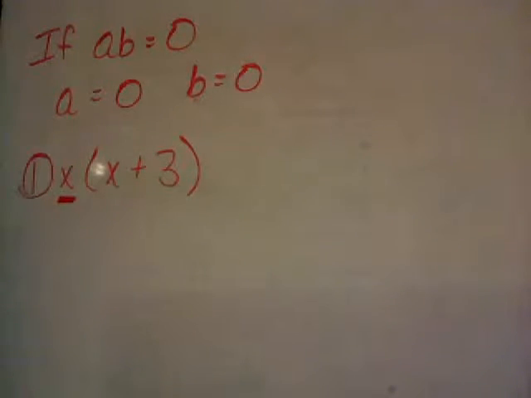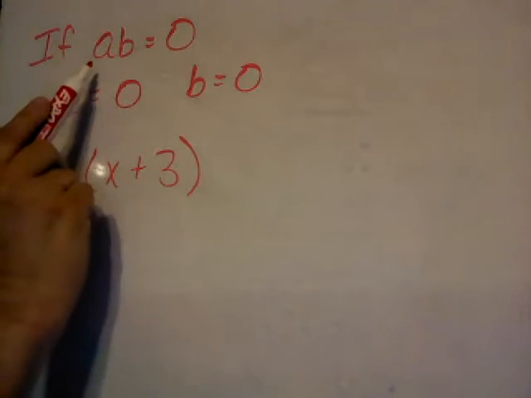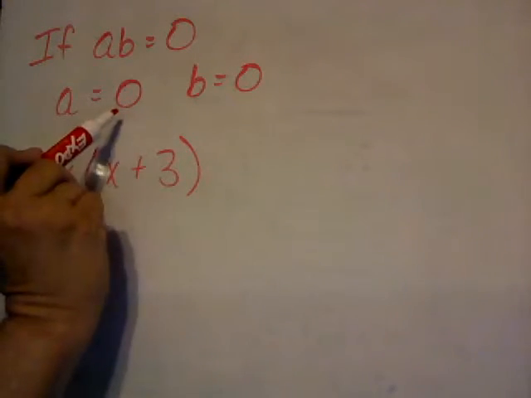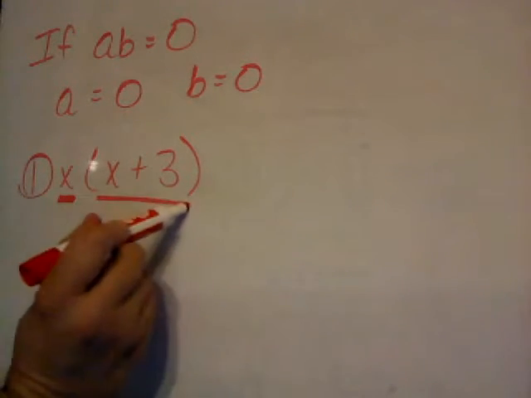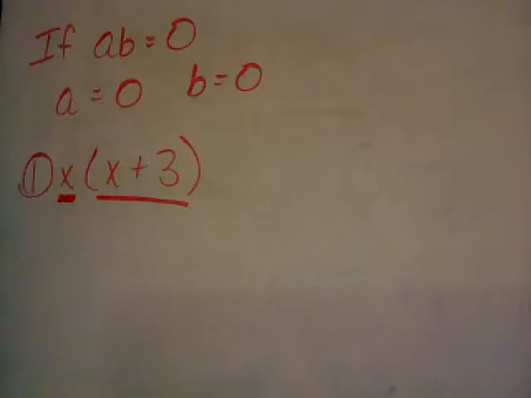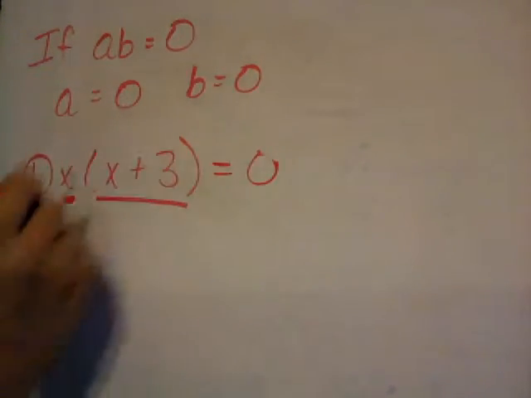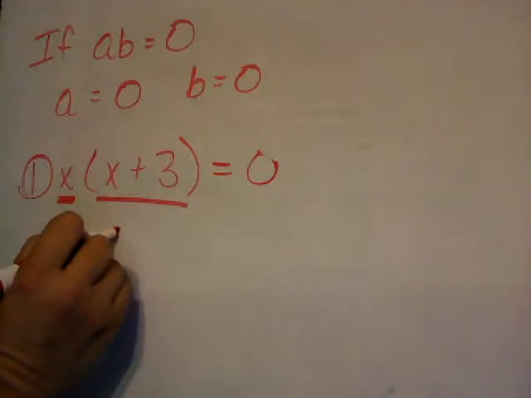Today we are going to be looking at the zero product property. At the top of your worksheet it says, for any real numbers a and b, if a times b equals 0, then either a equals 0, b equals 0, or both a and b equal 0. So I just wrote a shorter form. If a times b equals 0, then a equals 0 or b equals 0. Now this is my a part and this is my b part. So all we're going to do is take these two parts and set them equal to 0 separately.